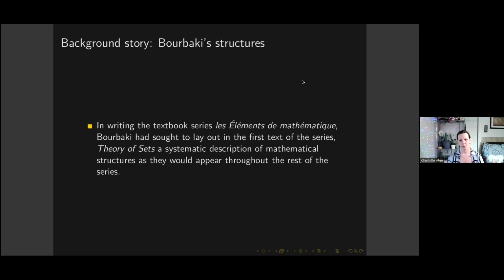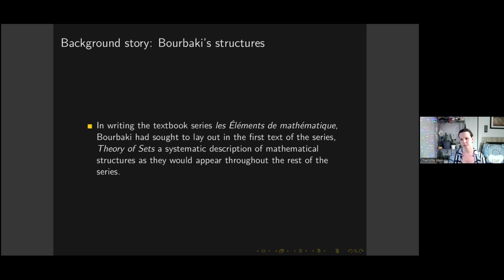So I'm going to go way back. Well, not way, way back, but back to the 20th century. In writing The Elements of Mathematics, Bourbaki sought to set out this systematic description of all the mathematical structures that would appear in the whole textbook series. Bourbaki was very systematic, and they wanted to have a really good overarching framework for everything that was going to happen throughout the rest of the series.